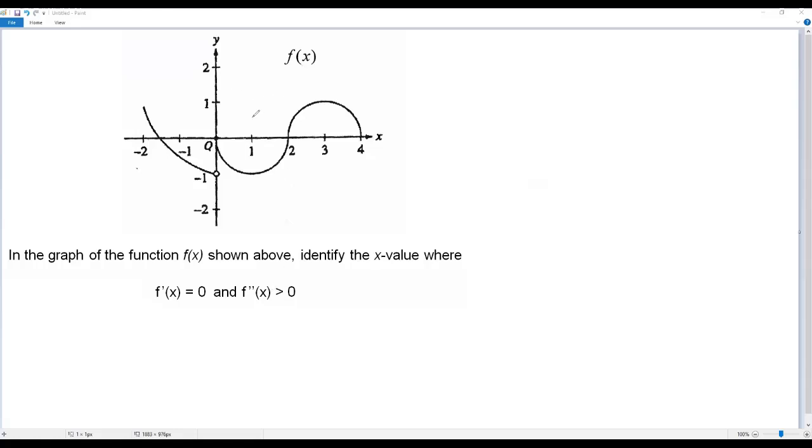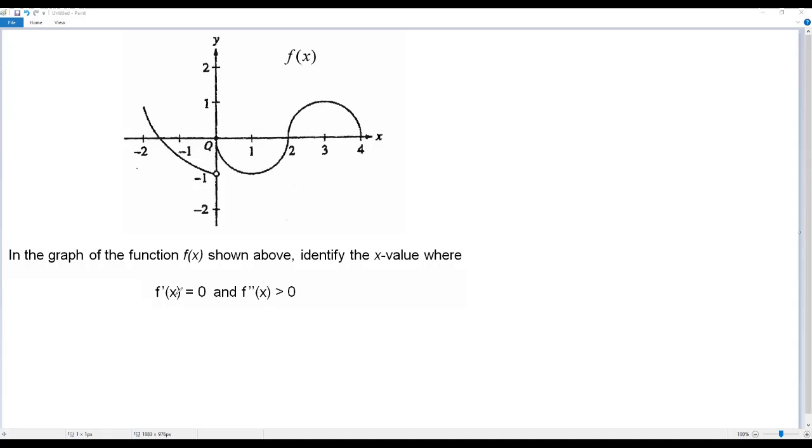So in the given graph, I have to identify the value of x for which f prime of x equals 0 and f double prime of x is greater than 0. So we have to consider these two as conditions and find the value of x. The value that we get for x must satisfy both conditions, that is, f prime of x has to be 0 and f double prime of x must be greater than 0.